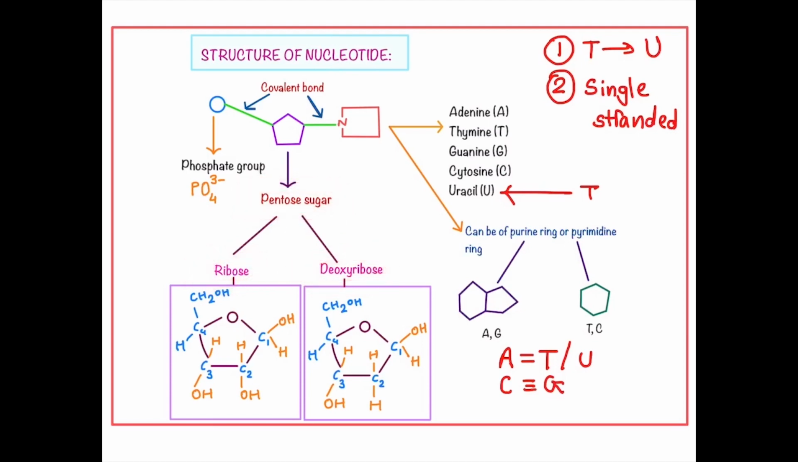Why? Because DNA is always having deoxyribose. That's why deoxyribonucleic acid. While RNA is always having ribose sugar. That's why it is ribonucleic acid. Clear? So the third difference between DNA and RNA is RNA is having ribose sugar as a pentose sugar.